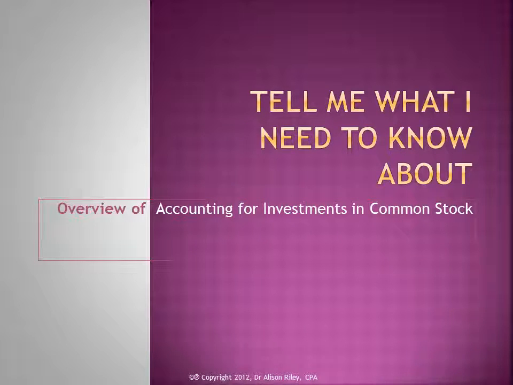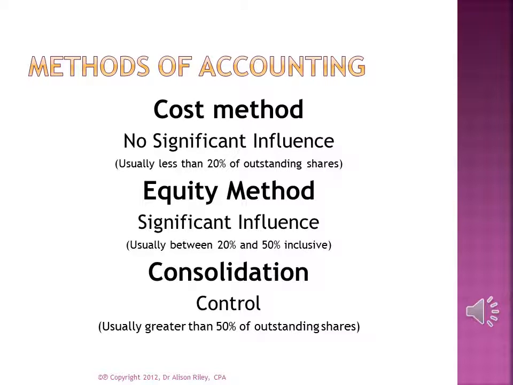This unit illustrates a brief overview of the accounting approaches for common stock investments. There are three methods that investors may choose from to account for their investments: the cost method, the equity method, and consolidation. This doesn't mean that investors can choose between the three.